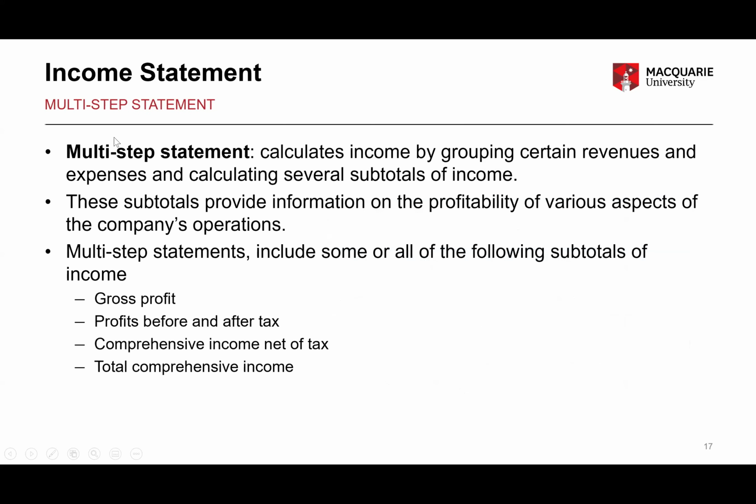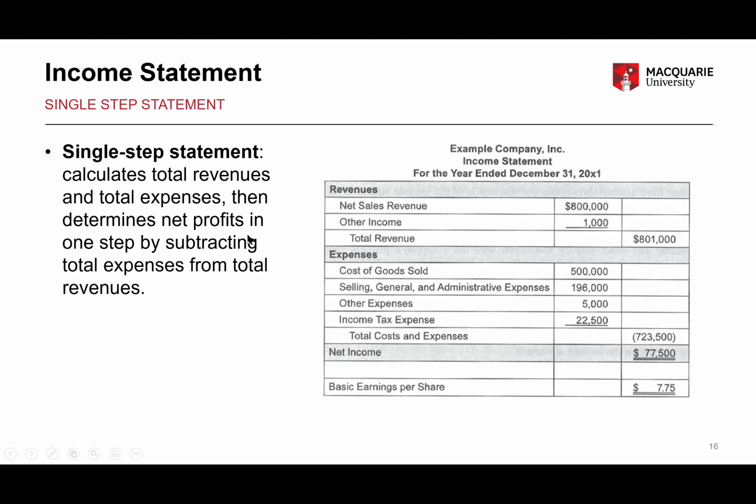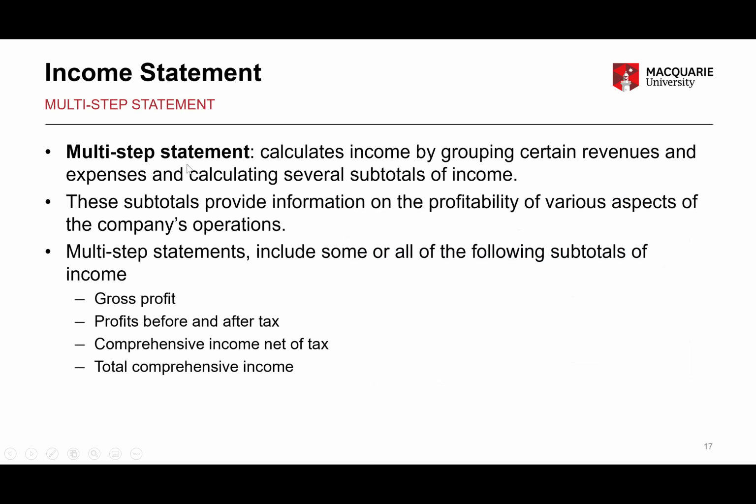Now, that's a single step statement, which we don't normally see for a big company. It might be okay for maybe a sole trader or a small business, but what we are more likely to see for our purposes is a multi-step statement. So this is where we've got various groupings and several subtotals. All right, so we'll see these in a moment. So these are the kinds of subtotals that we might see. Gross profit, profit before and after tax. There might be comprehensive income net of tax and total comprehensive income.